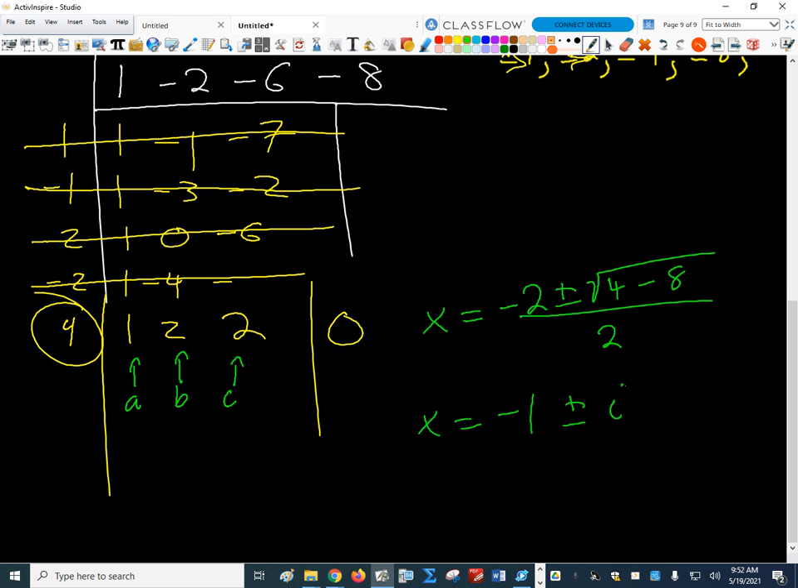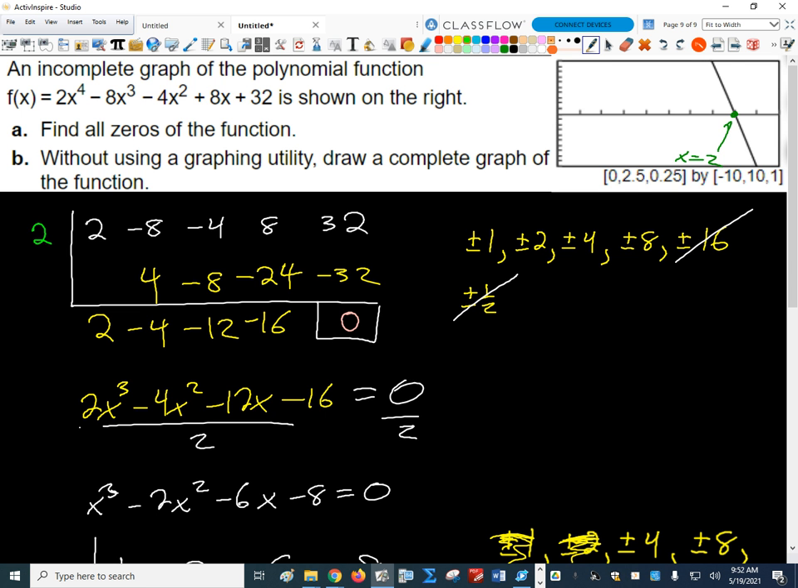I went really fast there because we're running out of time, but you guys get that? So there's 2, there's 1, and then my original one was a 2. So if we write all those down, my zeros were 2, 4, and -1 plus or minus I. Okay? Good? All right. Well, we covered a lot today.